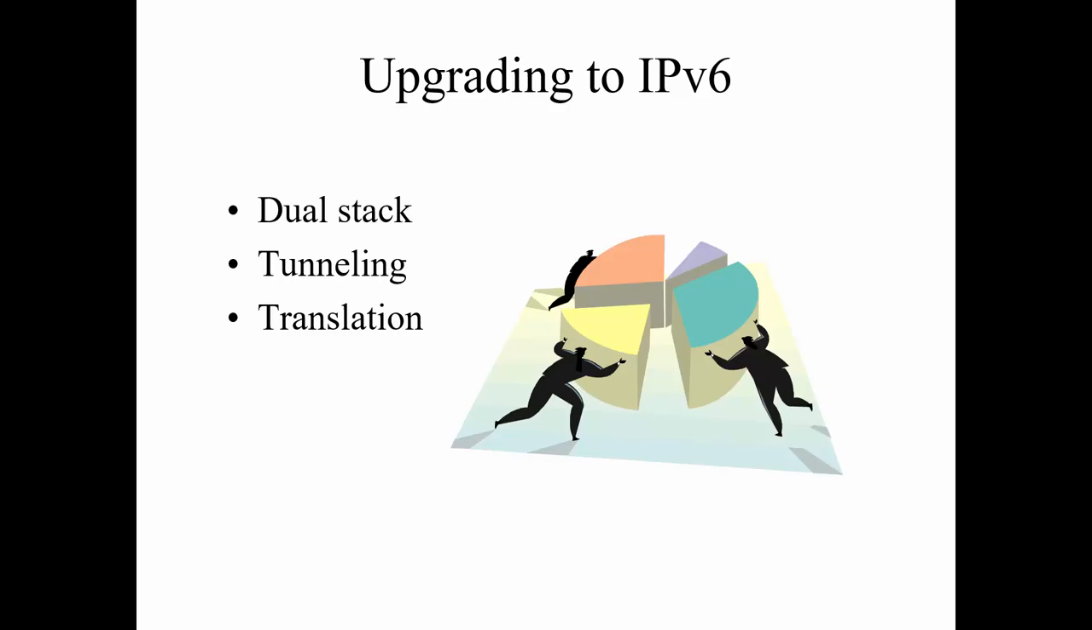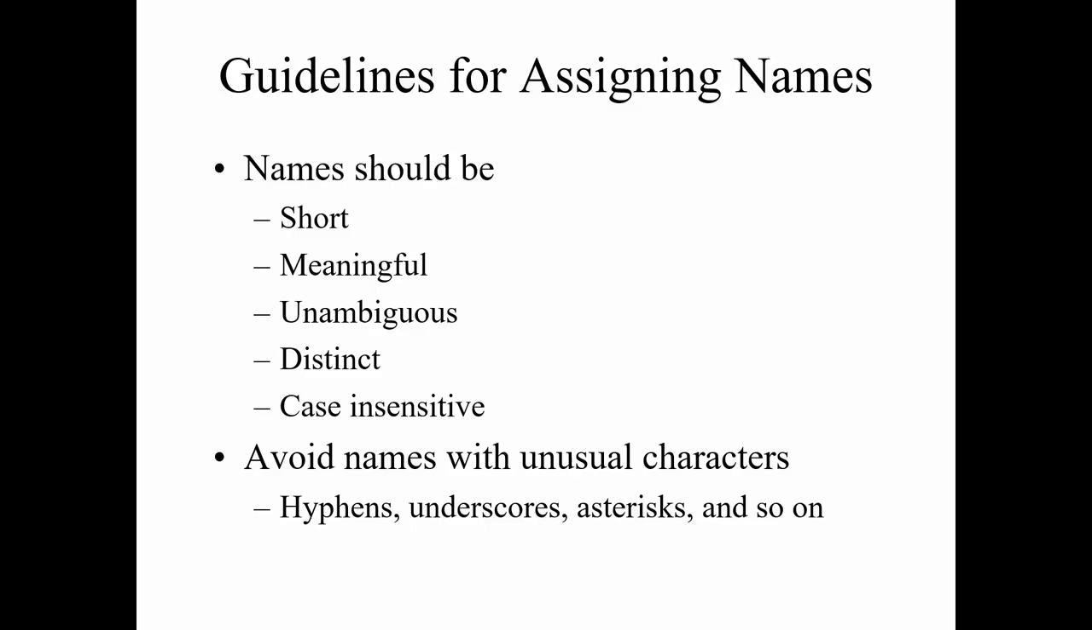So let's look at some guidelines to assigning names. So we're going to transition into our naming portion now. Names should be meaningful. They should not be ambiguous. They should be distinct and avoid names with unusual characters, like hyphens and underscores and asterisks, and special characters in general.